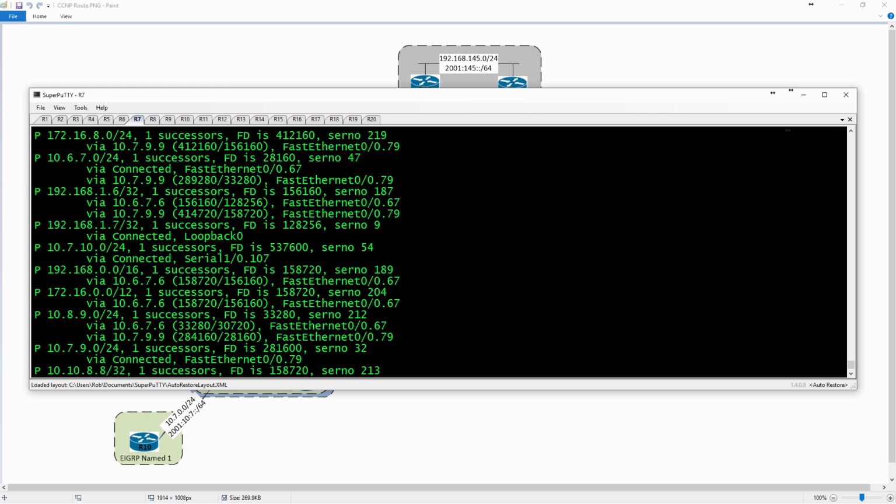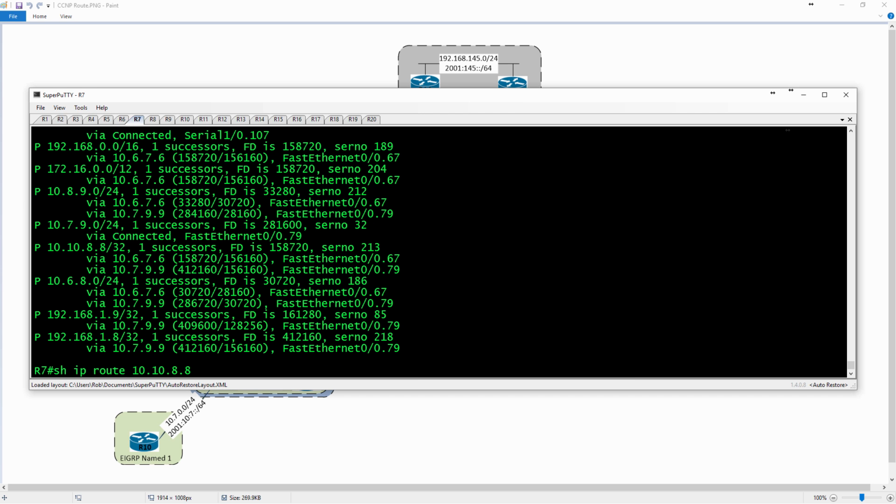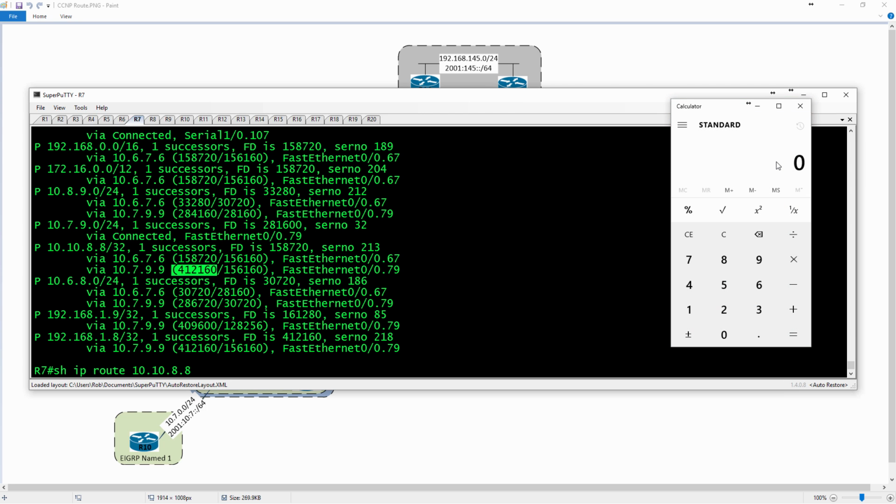I have another path here via R9 with a feasible distance of 412,160. So I'm pretty good at math, so that's about a 3 to 1 split. We're going to take our good old-fashioned calculator here. Give me a moment to go pull that up. And in the calculator, we're going to divide 412,160 by 158,720, and it's a 2.5. So it's about roughly 3 to 1.